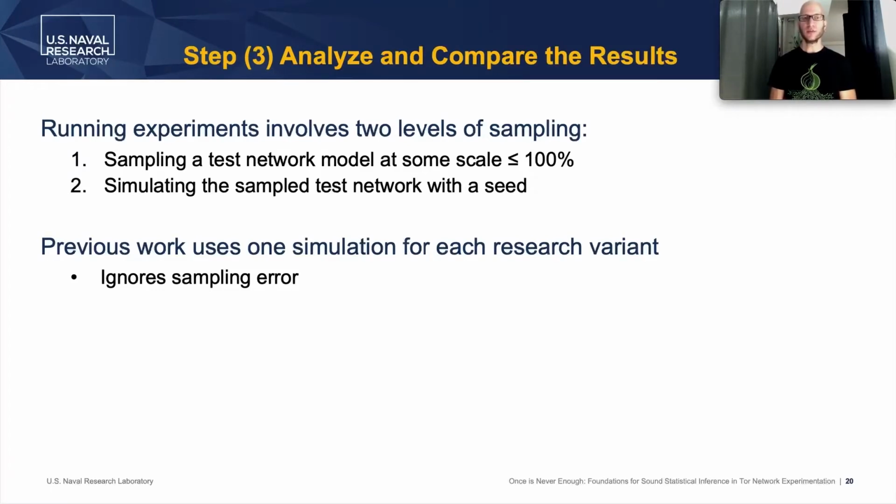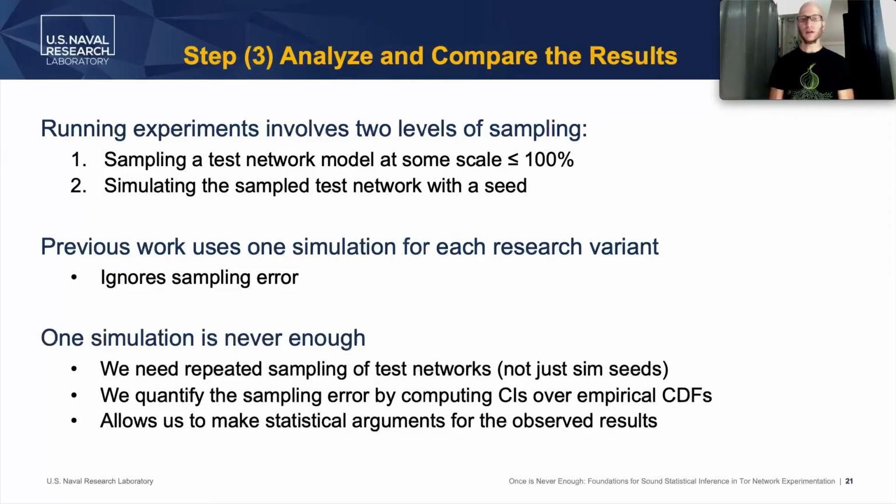Second way of sampling is to run the same simulation multiple times using a different simulator seed. Previous work ignores these sampling choices and simply runs a single simulation for vanilla Tor and then a single simulation for each research variant. And they compare the empirical CDFs from each of these networks directly while ignoring sampling error.